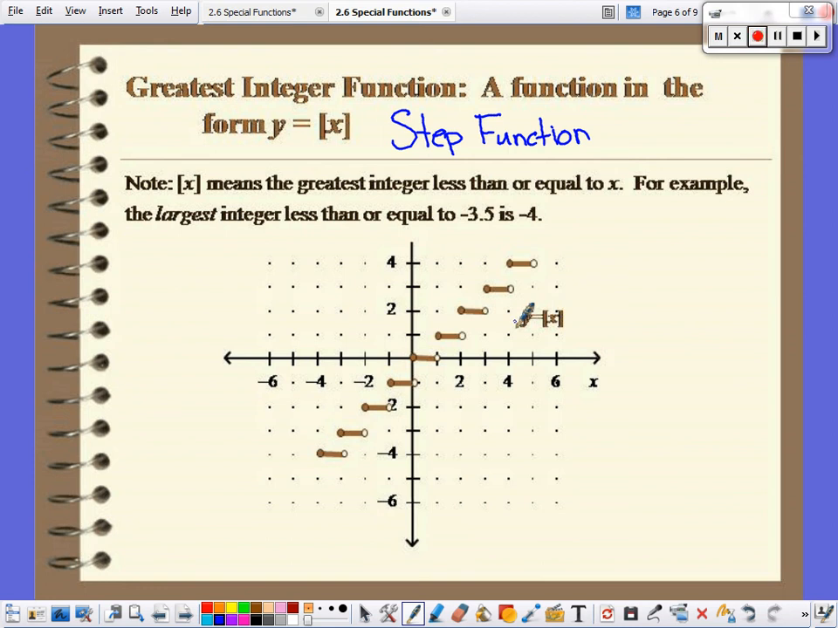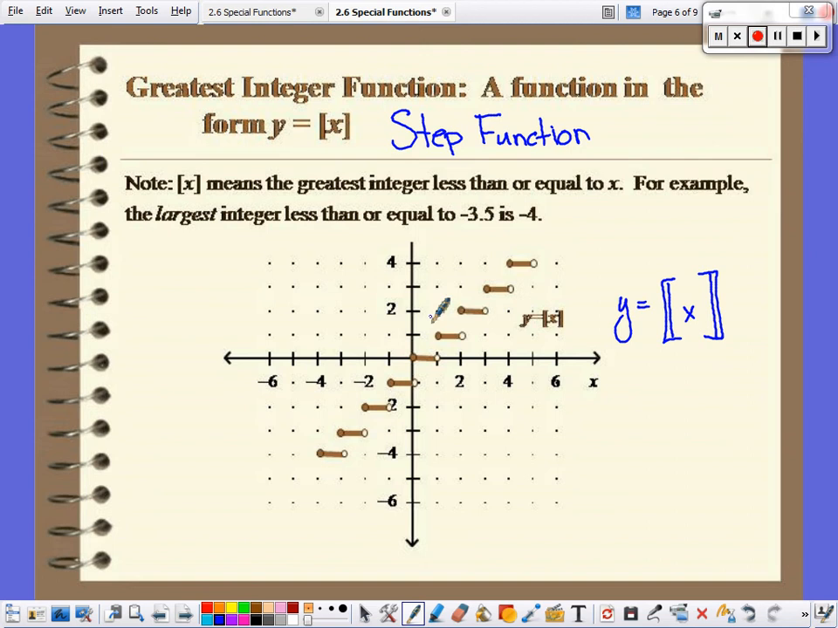Now what it means to be a greatest integer function is this. It means that the result of the y, which is the result of the greatest integer of x, so whatever we plug in, the result of that has to be an integer. So in other words, x can be anything. Notice the domain's all reals. It goes to the left and right forever.